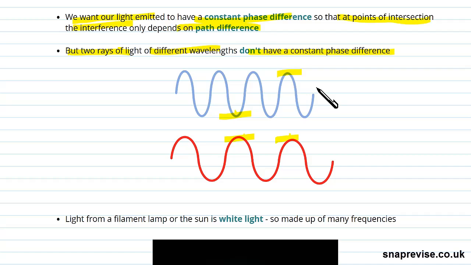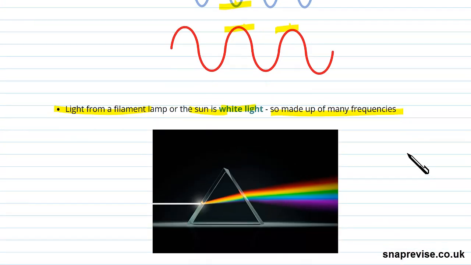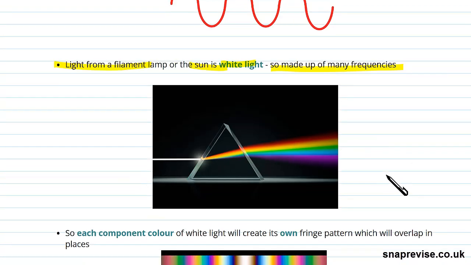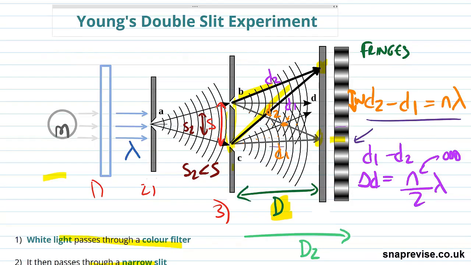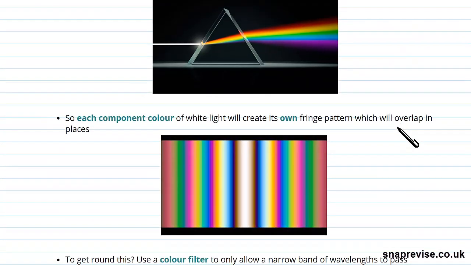So we see, however, that white light, or light from a filament lamp or the sun, is made up of many frequencies, and we see that when we pass it through a prism. White light goes in, all the colours of the rainbow come out. So white light, the light we're shining at this experiment, is made up of all these different frequencies, and that's really going to mess with our experiment. We actually see that if we do it with white light, each component colour of the white light will create its own fringe pattern, which overlap in places.